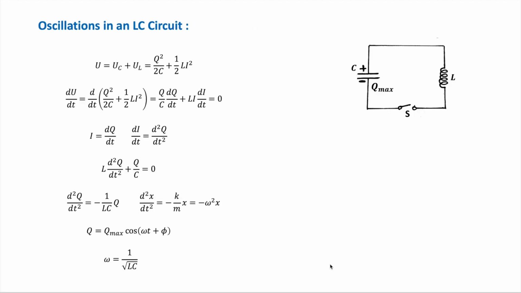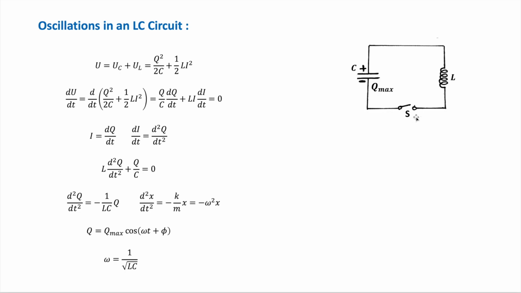So we will now discuss oscillations in an LC circuit. If a charged capacitor is connected to an inductor and the switch is closed, then both the current in the circuit and the charge on the capacitor will oscillate with time. If the resistance of the circuit is assumed to be zero, then no energy is lost as heat and the oscillation will persist. So suppose the initial charge of the capacitor is Q max and the switch is closed at t equal to 0.